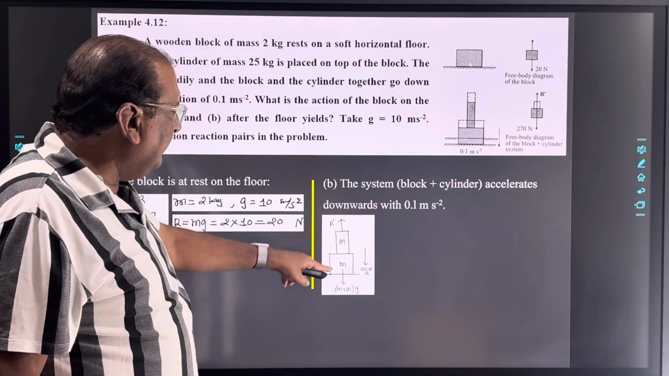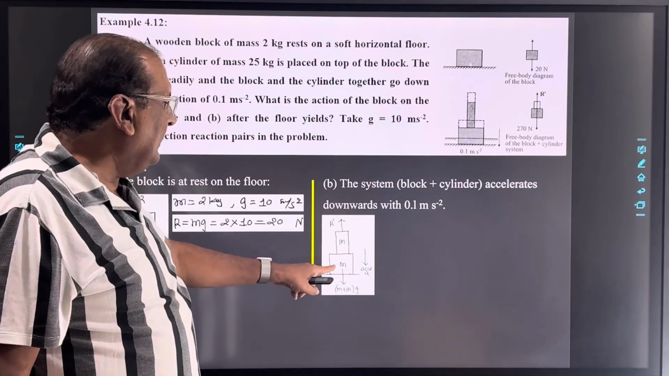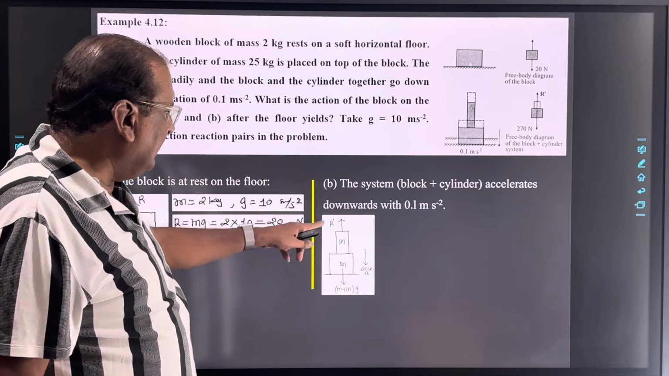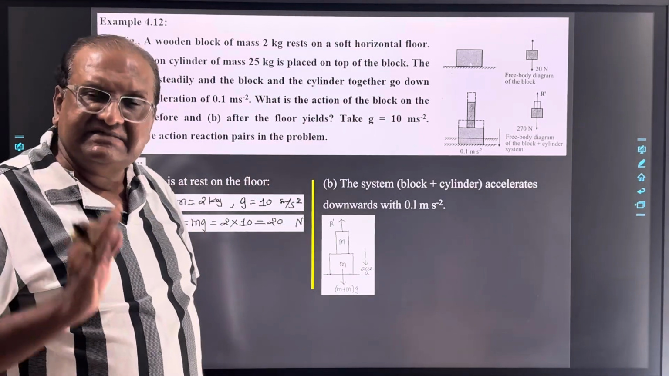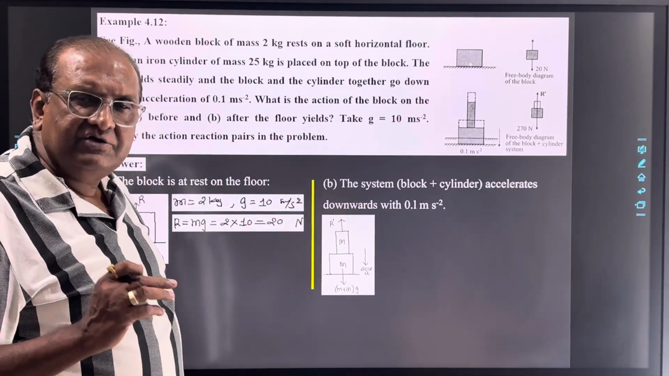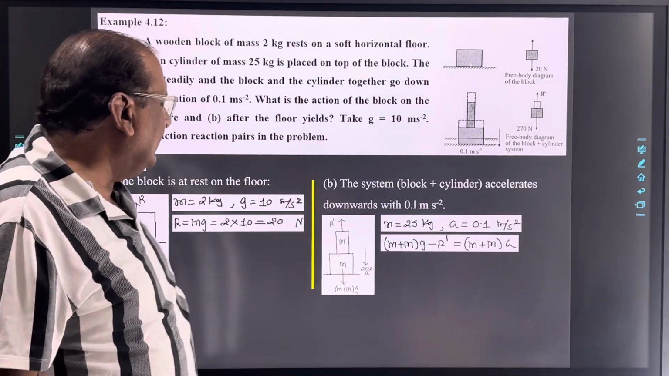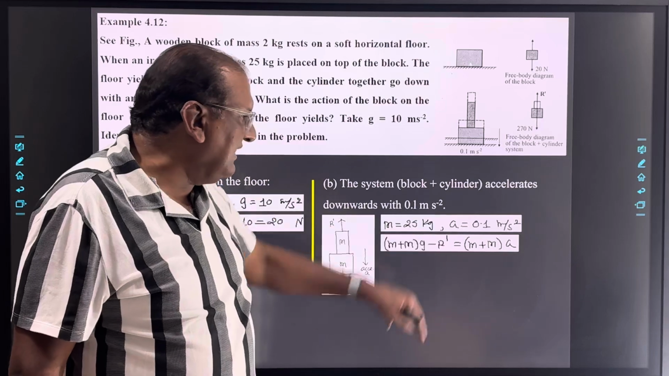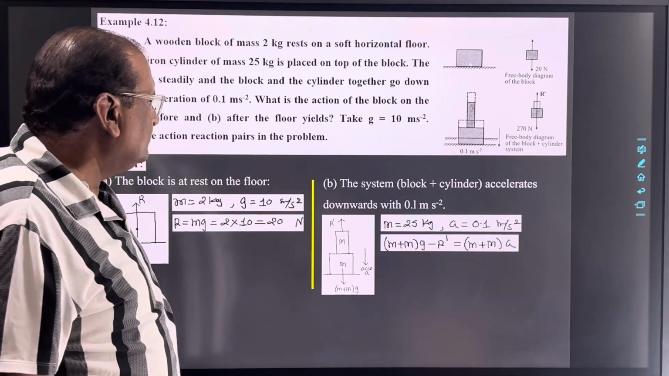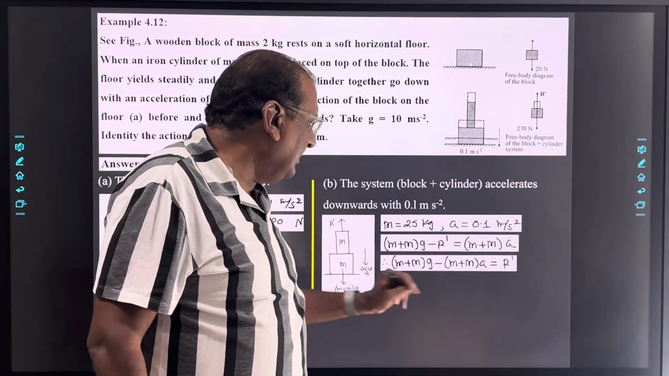So here the weight of this system in downward direction, that is (M plus m) into g, and the normal reaction by the floor on the system in upward direction, that is R dash, and resultantly the system moves downward with acceleration a. So we can say, as per Newton's second law of motion, the net force, that is (M plus m) into g minus R dash, that is equal to mass into acceleration.